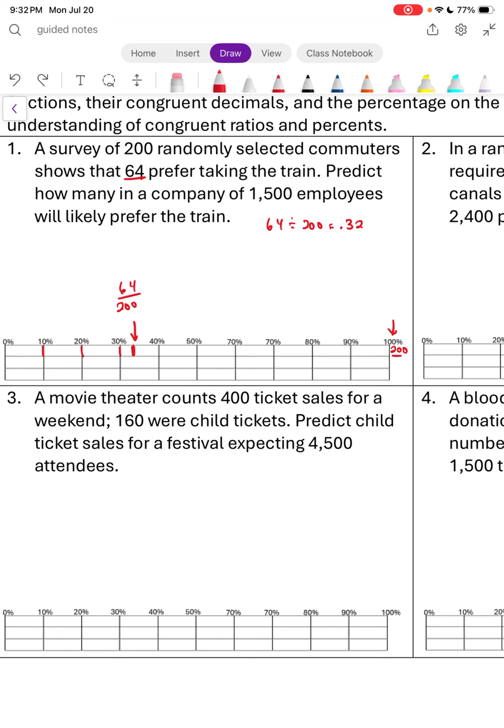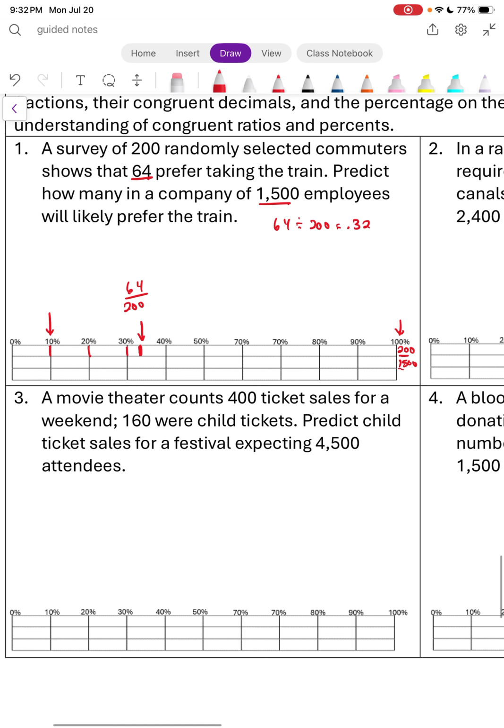However, the second part of the problem says this: predict how many out of the 1,500. So my second bar, I want to be 1,500 people. If 32% is what we said, then for 32% of that 1,500, let's do the same thing. Each box is 10%. If we divide the 1,500 by 10, we get 150 people. So out of the 1,500, this bar would be 150 people. This bar would be 300 people. This bar would be 450 people. This bar would be 600 people. So it's going to be somewhere between 450 and 600.